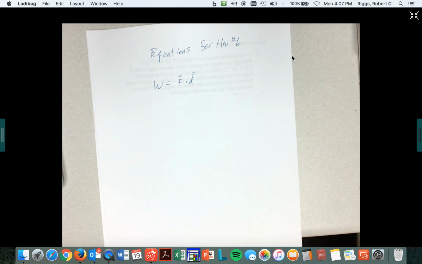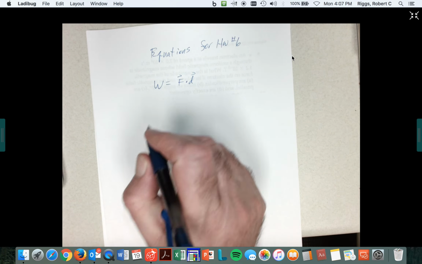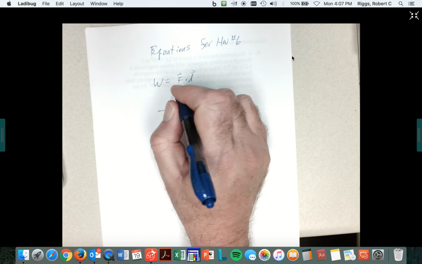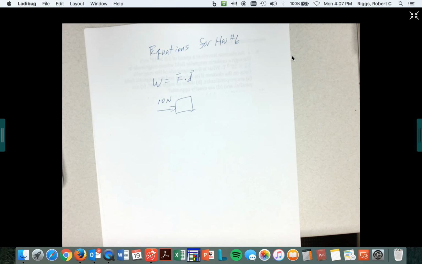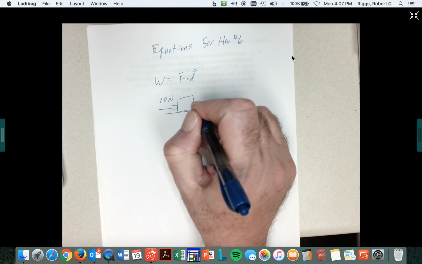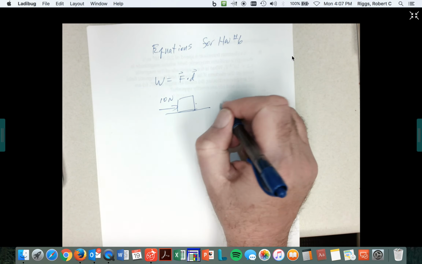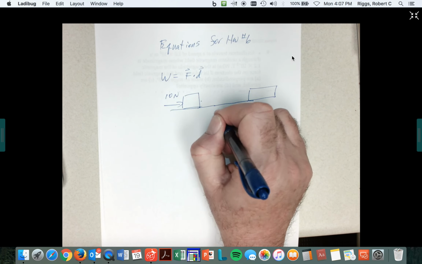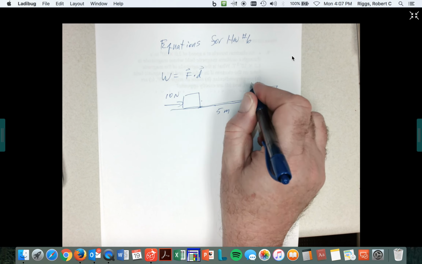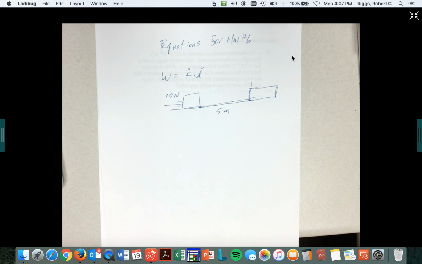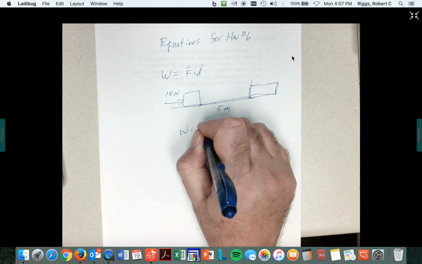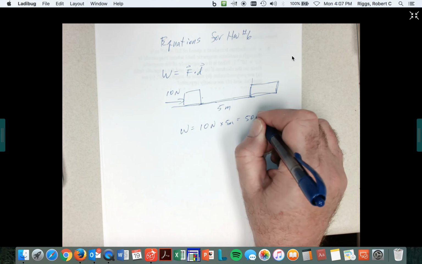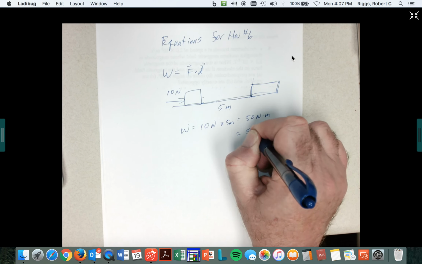And these are vectors, displacement, but it's in a straight line. So in other words, if I push a box with 10 newtons of force across a frictionless table for 5 meters, when it gets to here, the amount of work I will have done would be 10 newtons times 5 meters, which equals 50 Newton meters of work, which is equal to 50 joules.